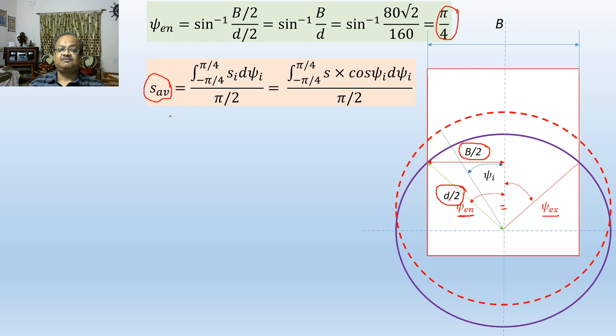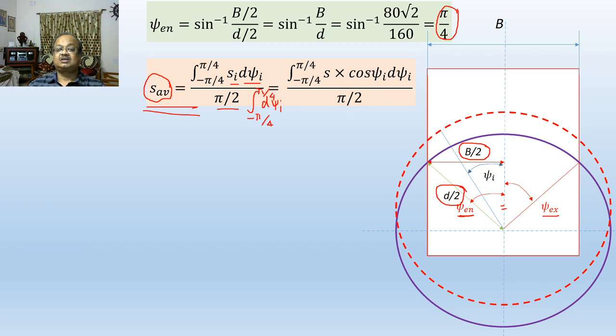In the previous video we have introduced the concept of average feed. Average feed would be the instantaneous feed integrated over the engagement angle divided by the total engagement angle. From this place to this place it is pi by 2. It could have been written as the integral d psi i from minus pi by 4 to pi by 4. It would have been the same thing.